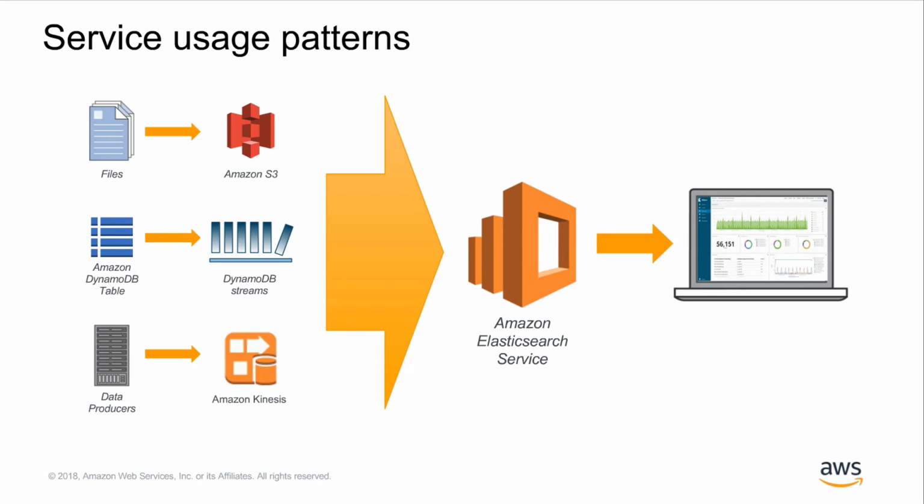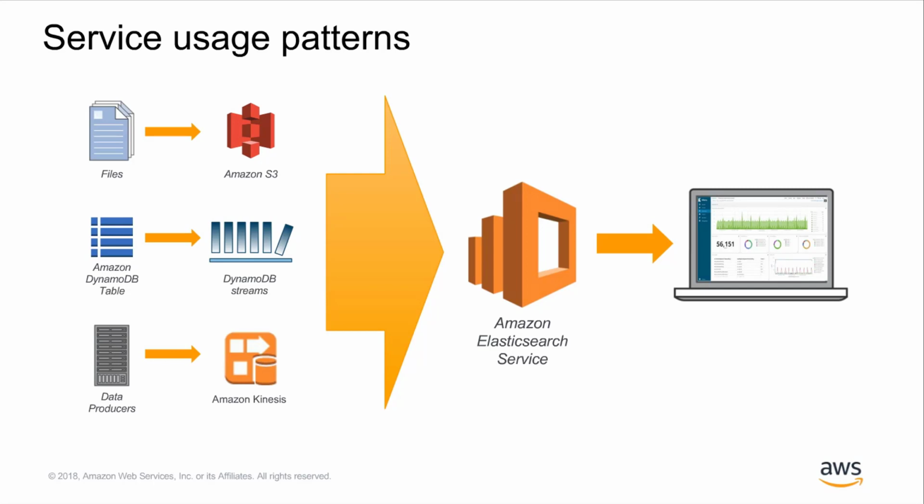So how do people use Elasticsearch Service? We have customers that primarily are sending data from their servers. These are just some examples of architectural patterns that people use. We have, first of all, customers putting files into S3 in a data lake kind of scenario. Those are picked up usually by Lambda and delivered to Elasticsearch Service.